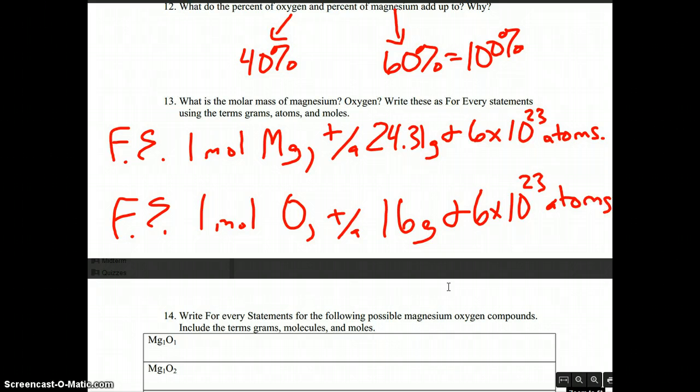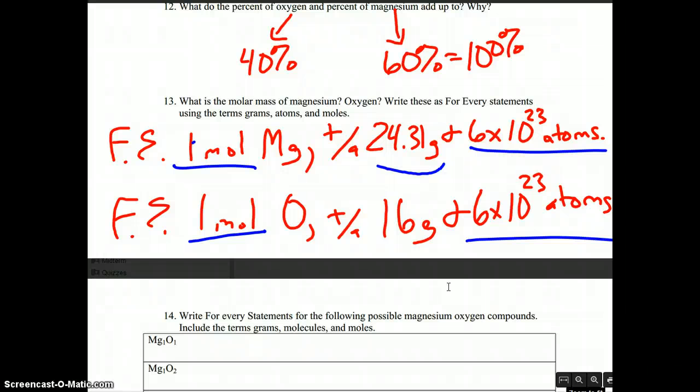And what I'm trying to point out here is that when we have 1 mole, we have 6 times 10 to the 23rd. 1 mole, 6 times 10 to the 23rd. So when we're comparing a mole to mole ratio, we're really comparing how much heavier magnesium is in comparison to oxygen. So oxygen is a lighter substance than magnesium.